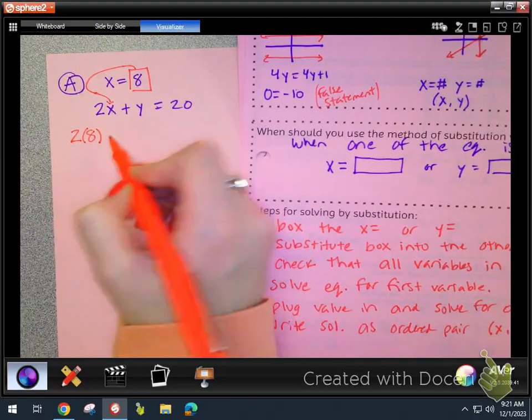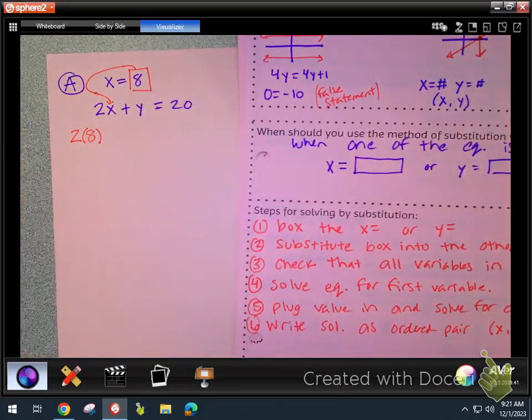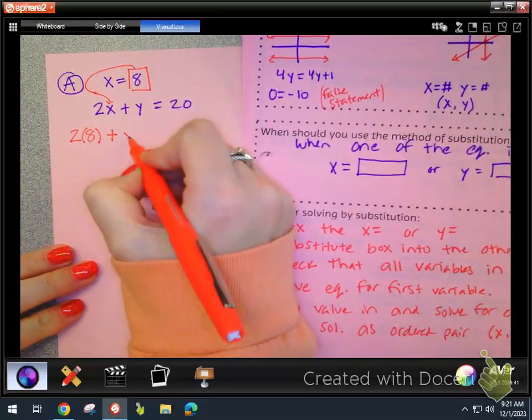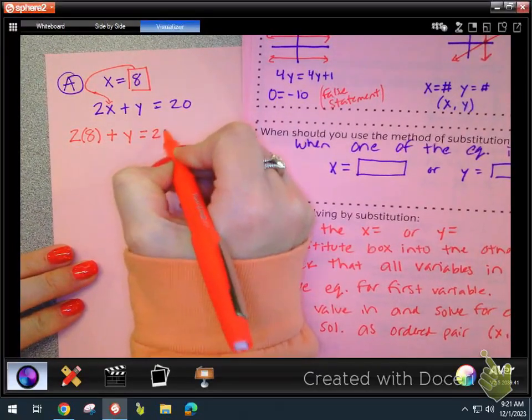I'm going to put what x is equal to. And so this is the thing: you have to take the original variable out and put the new expression in. Okay? And then I'm going to finish that equation, which does have a plus y, and that equals 20.